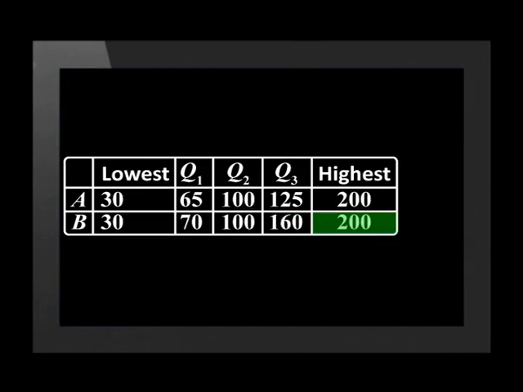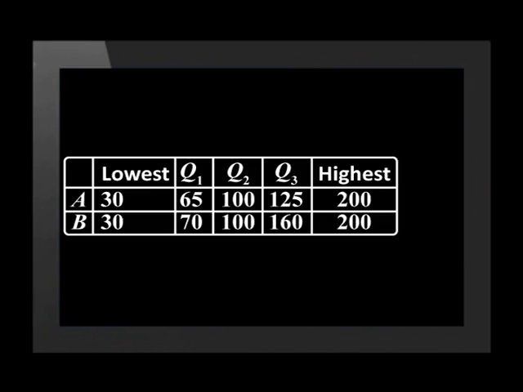value is 200. The 2 sets of data have the same range of 170 and the same median of 100 Rand, but their first and third quartile values are different. A closer look at the 50% of the values between Q3 and Q1 shows that 50% of learners in Class B had an allowance between 70 Rand and 160 Rand, while in Class A, 50% of the learners had allowances between 65 and 125 Rand. Therefore, Class B overall received slightly better allowances.